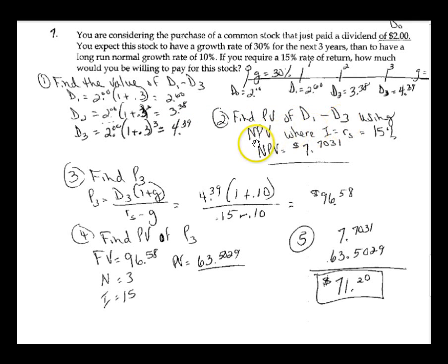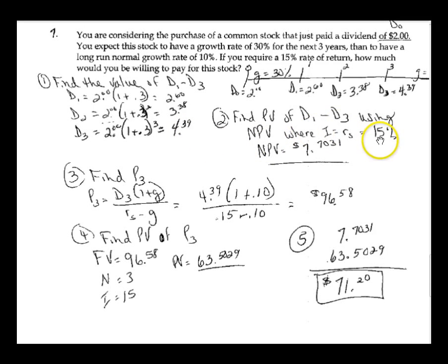The second step is to find the present value of those dividends. You can use the net present value function in your calculator to do that. These are your 3 cash flows: cash flow 1, cash flow 2, cash flow 3. No cash flow at point 0, okay? We're only concerned with expected future cash flows, not the last cash flow when we're valuing the stock.